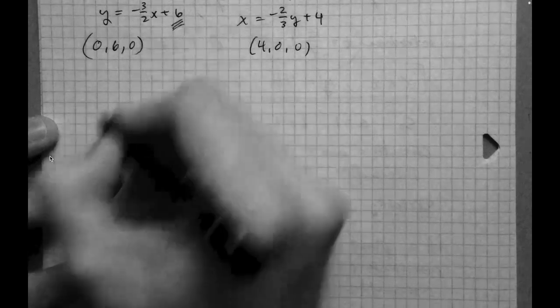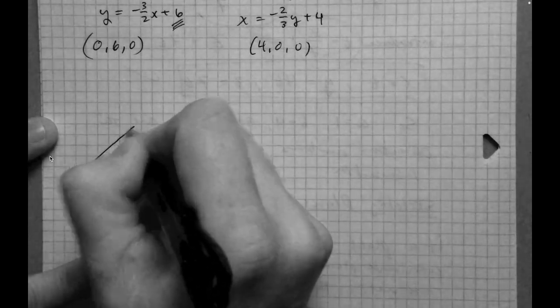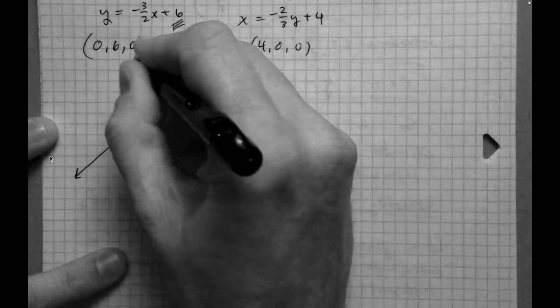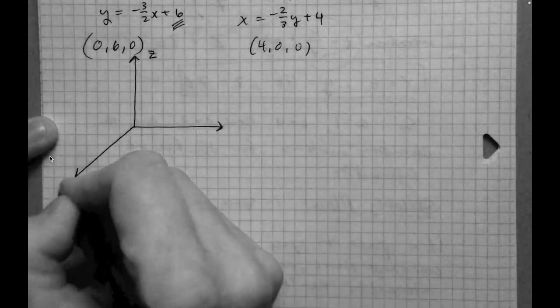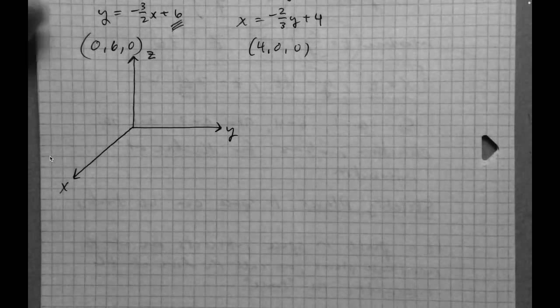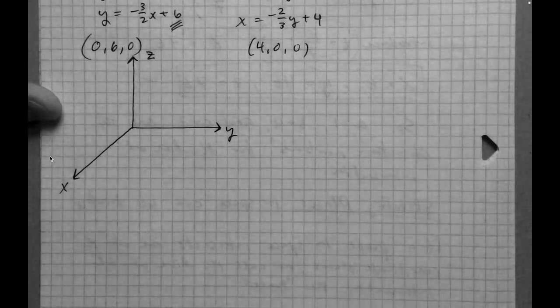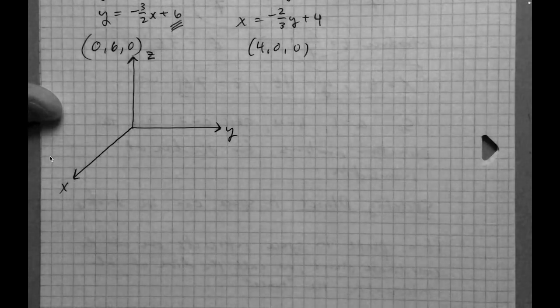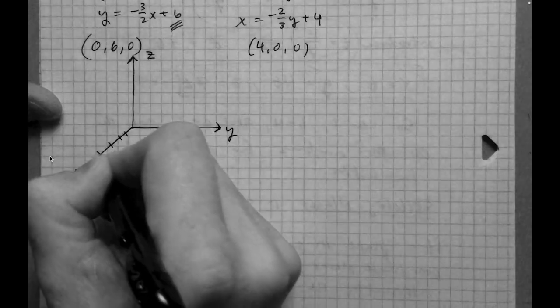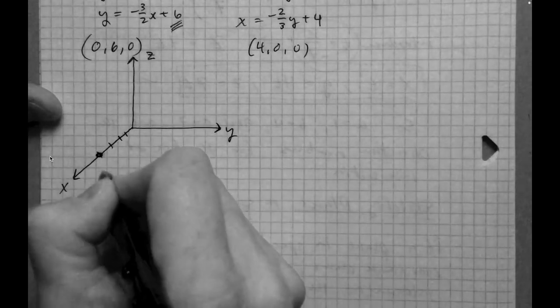Okay, now let's draw this on here and see what this looks like. I'm going to draw out my three-dimensional coordinate system, my x, my y, and my z. I've said that the plane I'm interested in intersects the x-axis at 4, 0, 0. Right, so 1, 2, 3, 4, so it's right there.